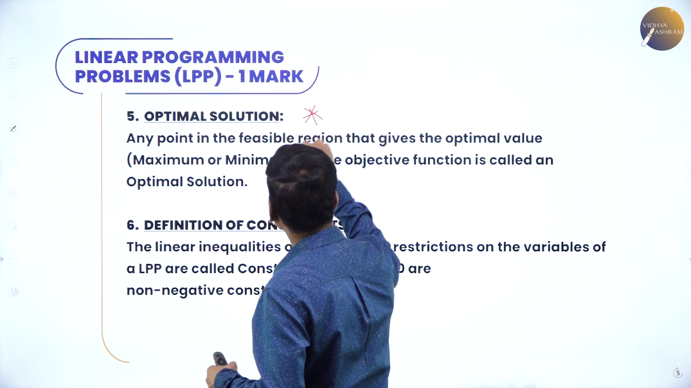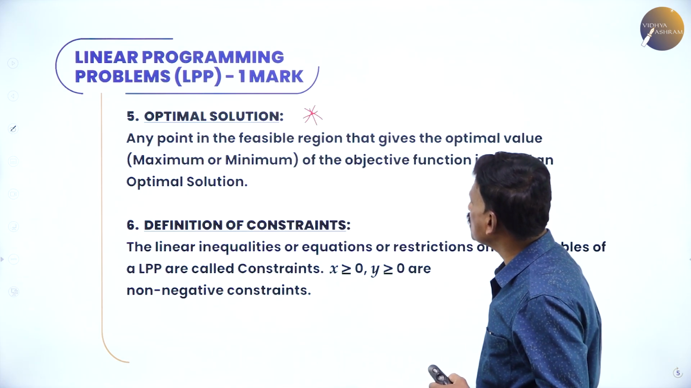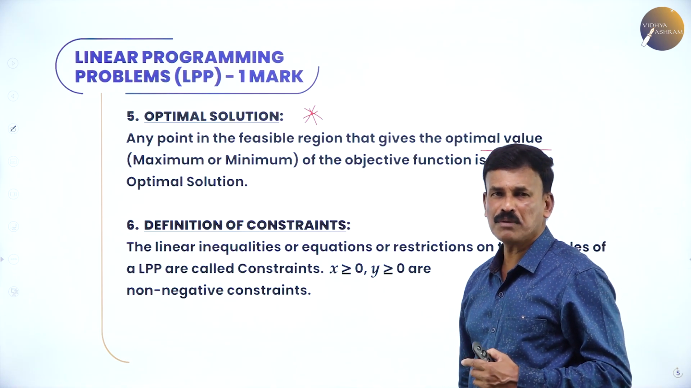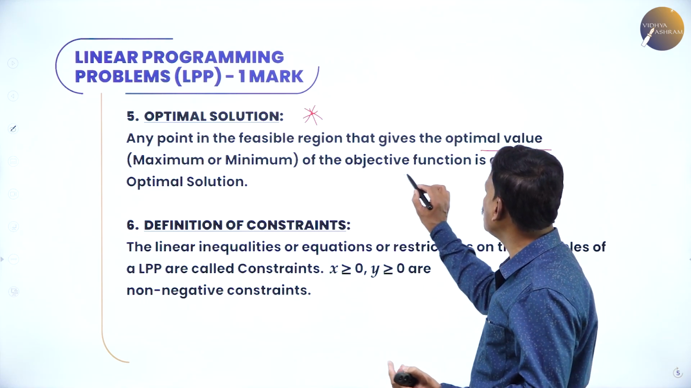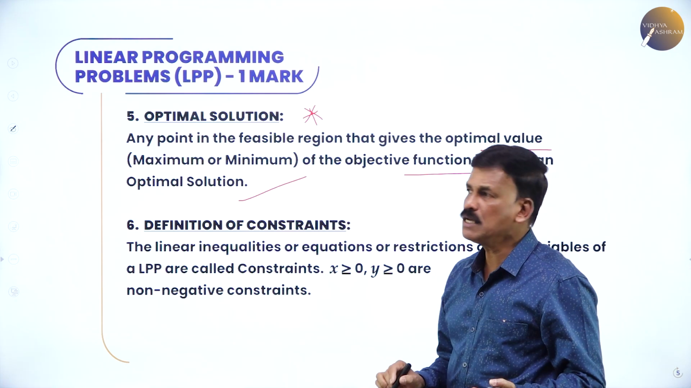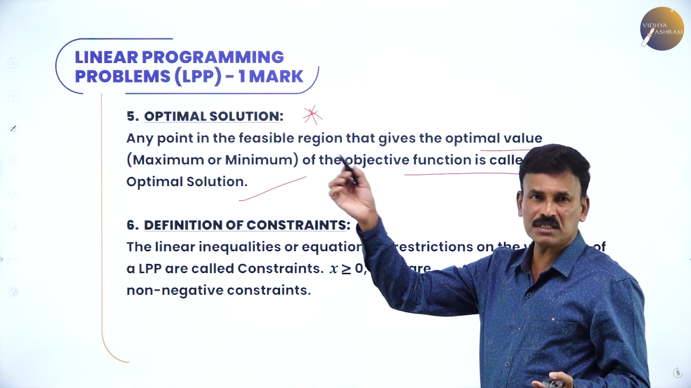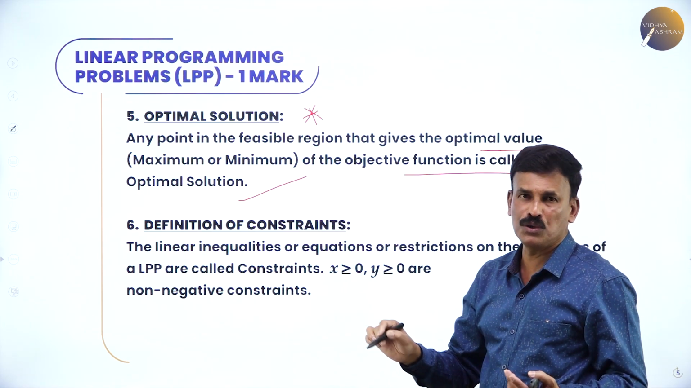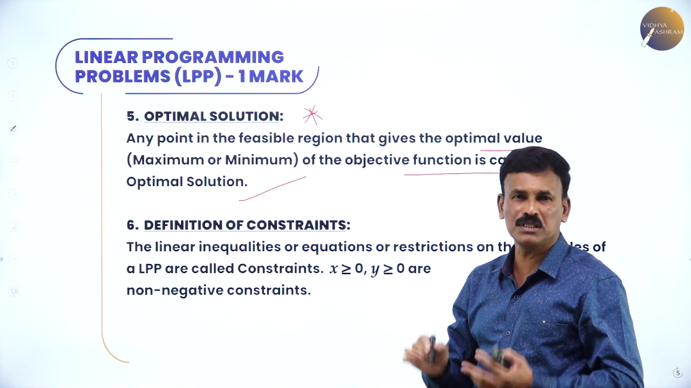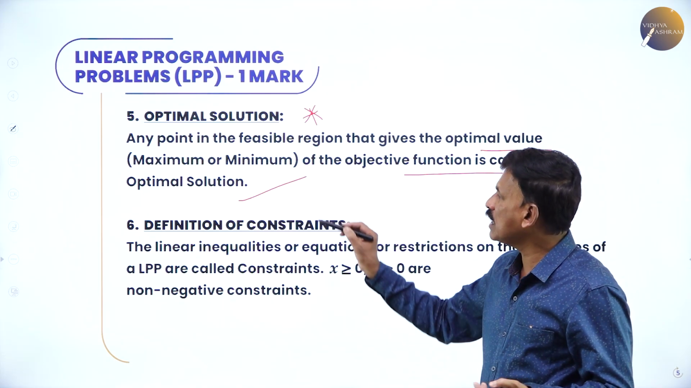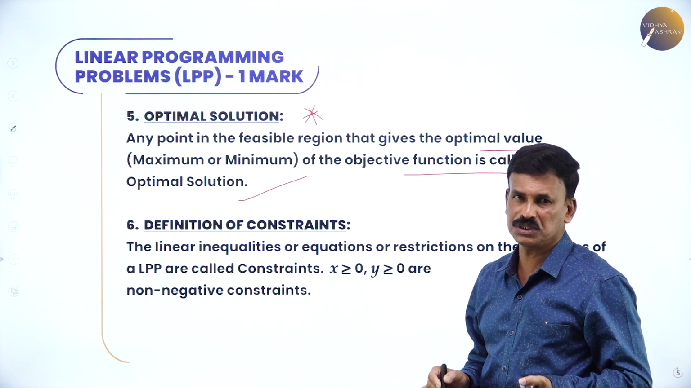This is also an important definition. Any point in the feasible region that gives the optimal value, that is the maximum or minimum value of the objective function, is called the optimal solution.